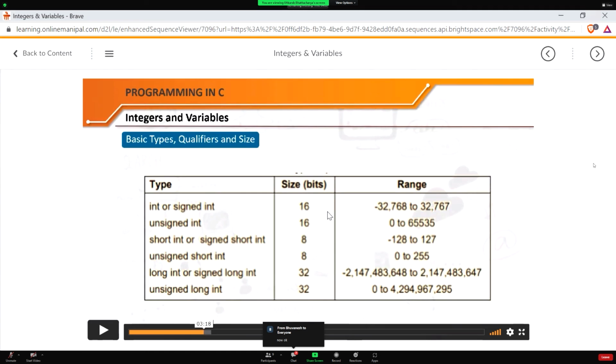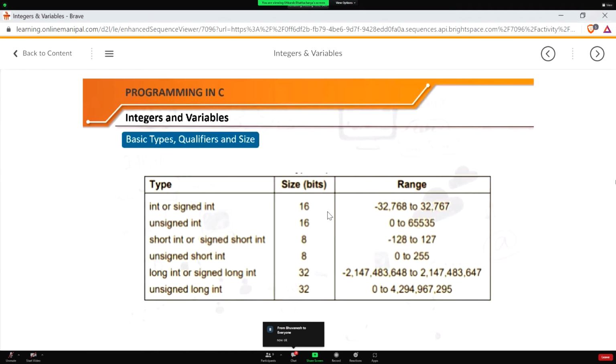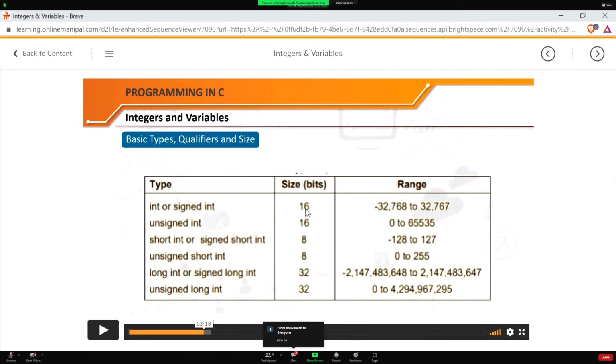Okay, so here I am audible, right? Now you can see this chart. If it's a 16-bit system and it is going to represent a signed integer, that means it's going to be positive or negative. The range is going to be -32768 to 32767. If it is unsigned, that means there is no sign, basically it's positive, then the range is going to be 0 to 65535.